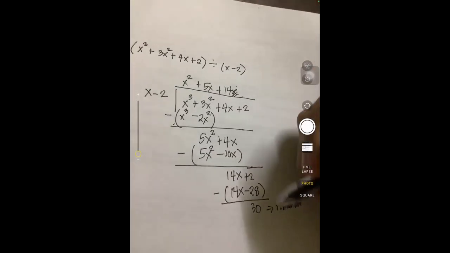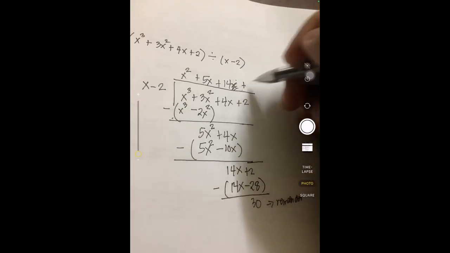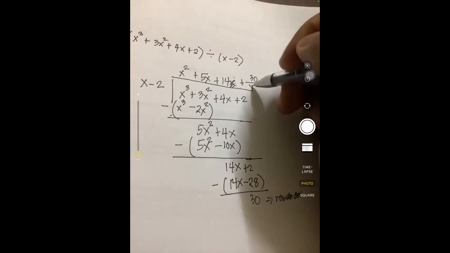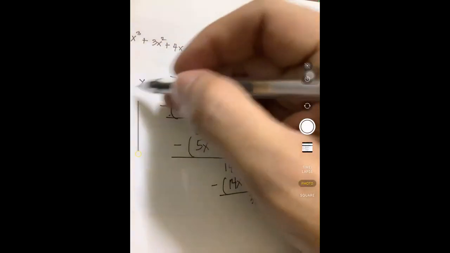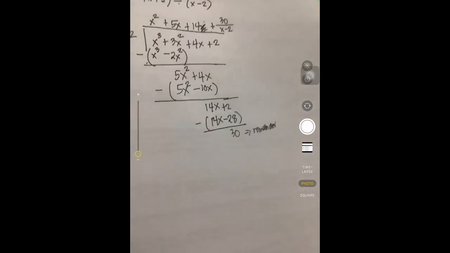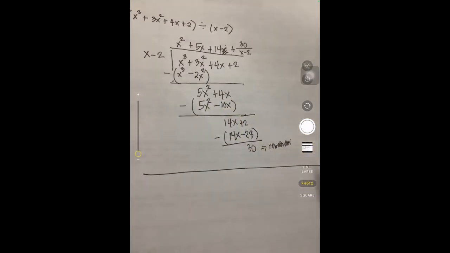So I can write it here now. Since it is positive, that is plus 30, and then our denominator will be x minus 2, which is actually our divisor. This time, we can also solve this using synthetic division.